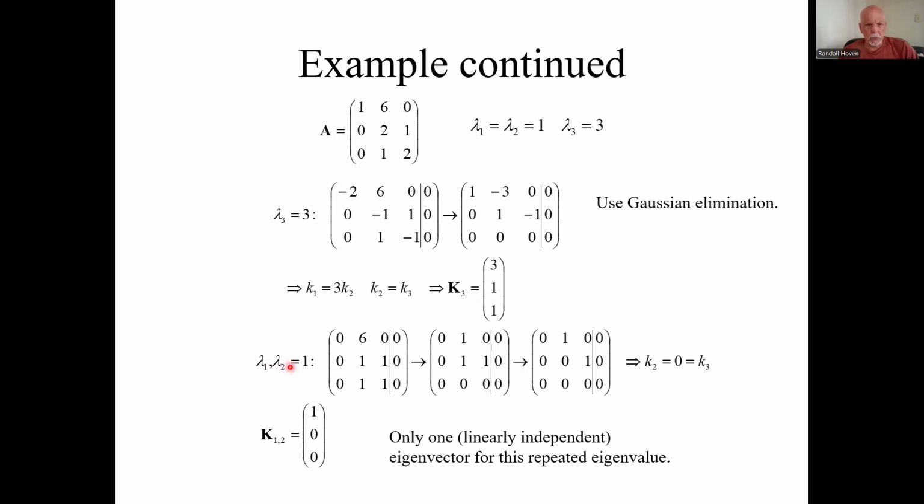Here's the repeated eigenvalue. When we got it into row echelon form, we only got one row of all zeros. The rank of the whole thing is 2. Remember, N minus the rank is the dimension of your null space. N is 3. The rank is 2. 3 minus 2 is 1. You're only going to get one dimension in that null space.